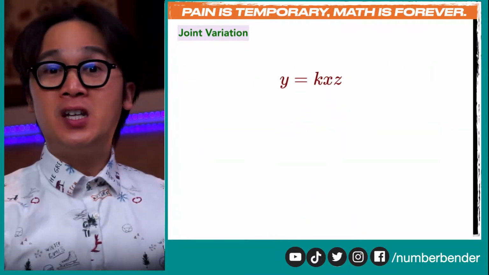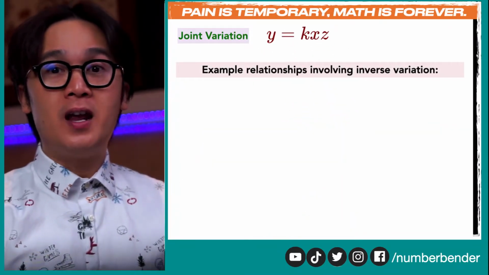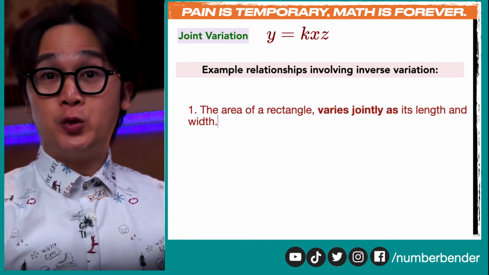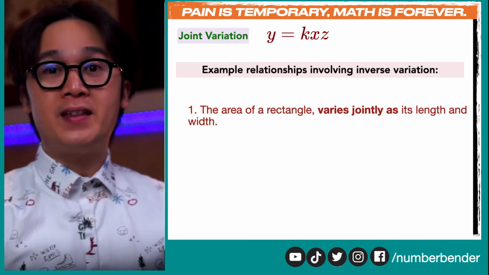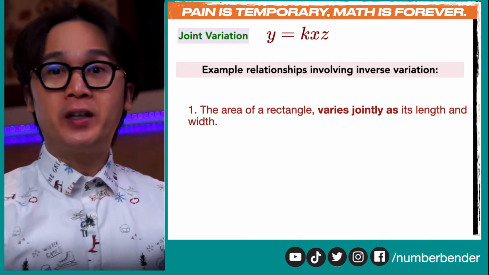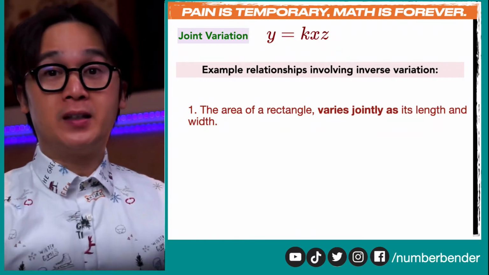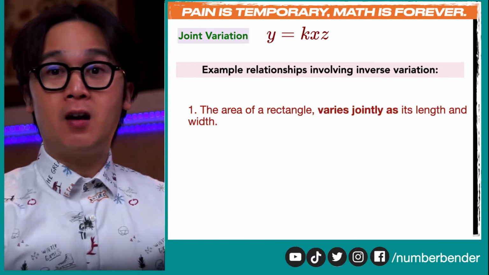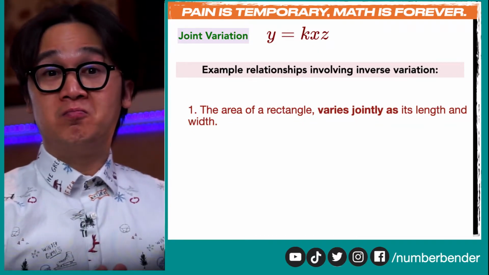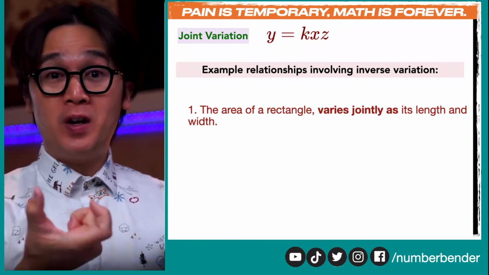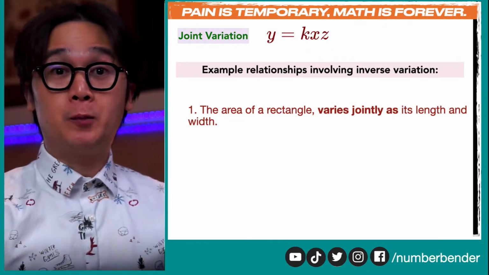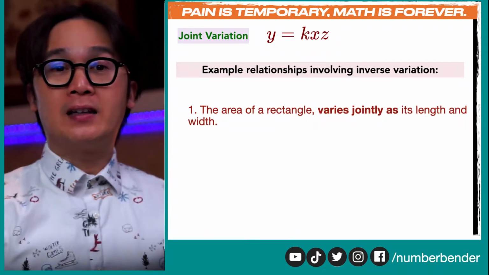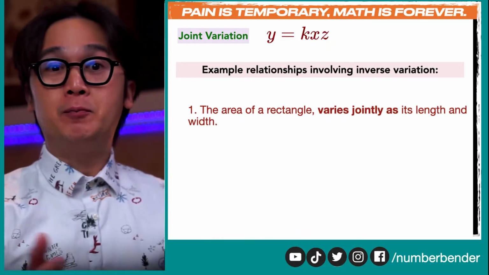Let's have some specific examples of real life situations that give this relationship, which is joint variation. One example would be the area of a rectangle varies jointly as its length and width, because if we want to compute the area of the rectangle, it is dependent on how long your length or your width is to produce our output. Notice that we have two variables that are affecting each other so that we can produce the output.